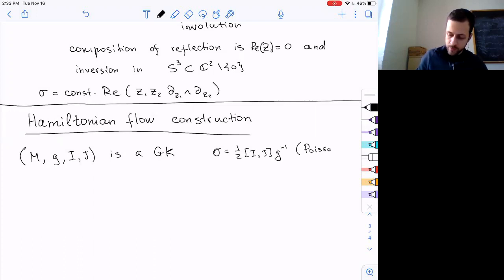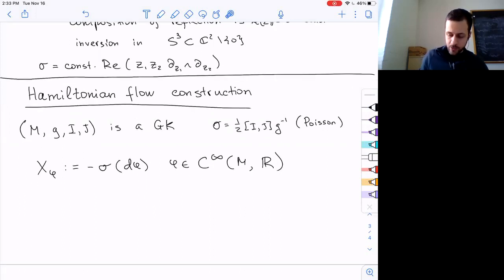So this is Poisson. Whenever you have a Poisson tensor and a smooth function, you can always cook up a Hamiltonian vector field, which I will denote X sub phi. By definition, we set it as negative sigma applied to d phi, where phi here is a smooth function on your manifold. It's a consequence of the Poisson condition that this vector field preserves the Poisson tensor.